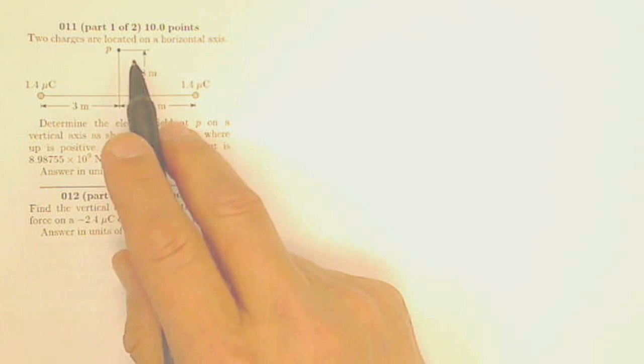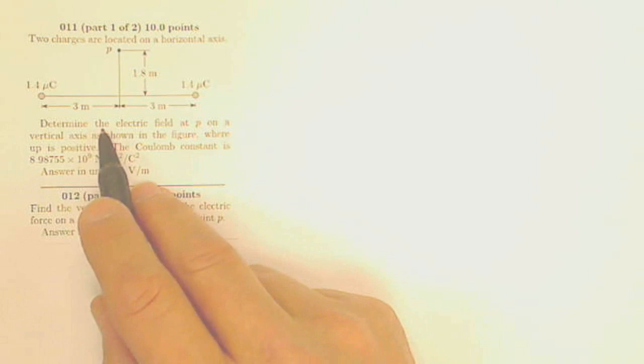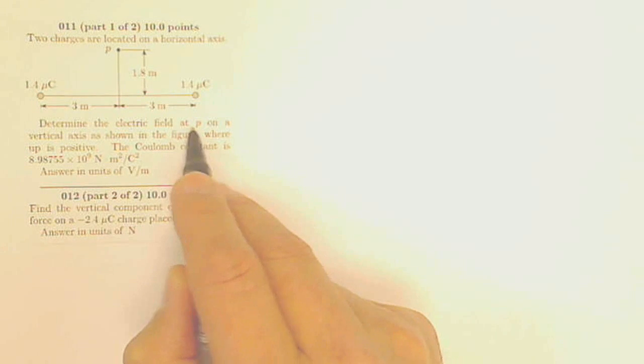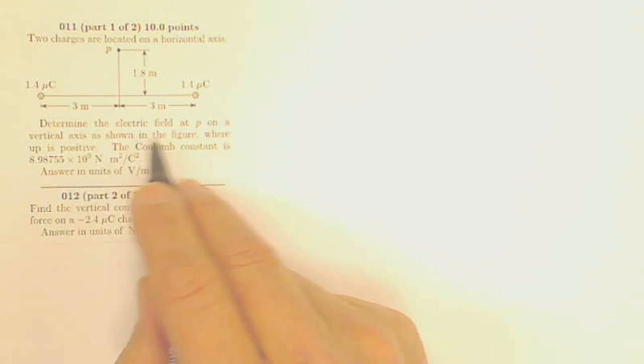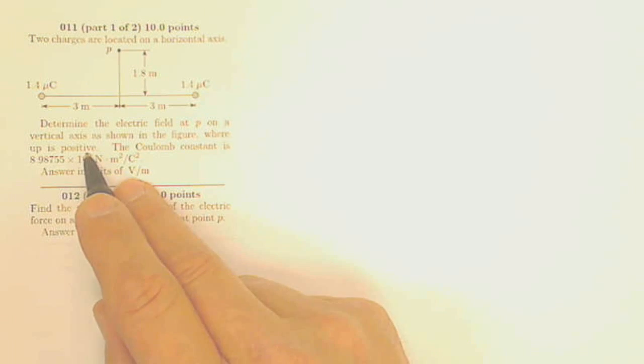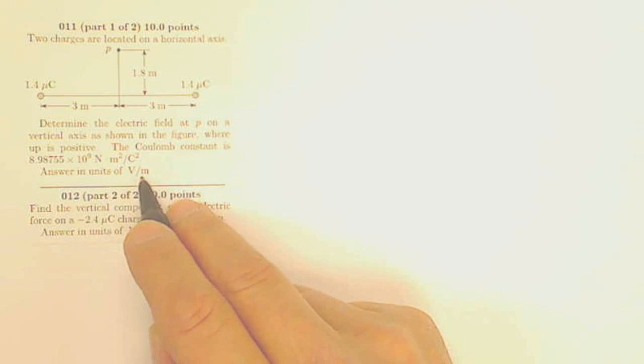It says two charges are located on a horizontal axis. There's one of them, there's the other one. Determine the electric field at P, this point, on a vertical axis as shown in the figure, where up is positive. The Coulomb constant is given. Answer in units of volts per meter.